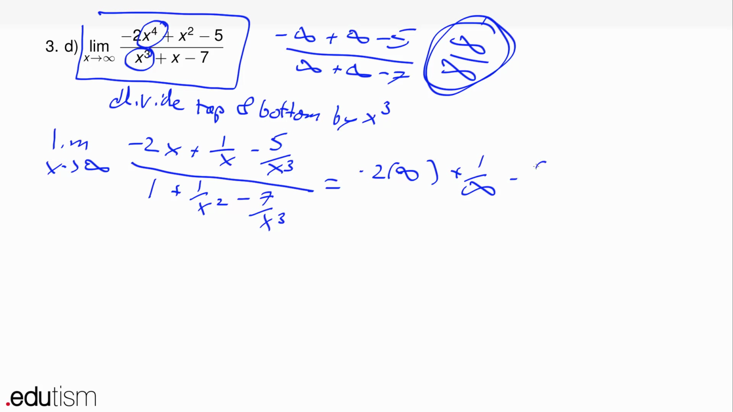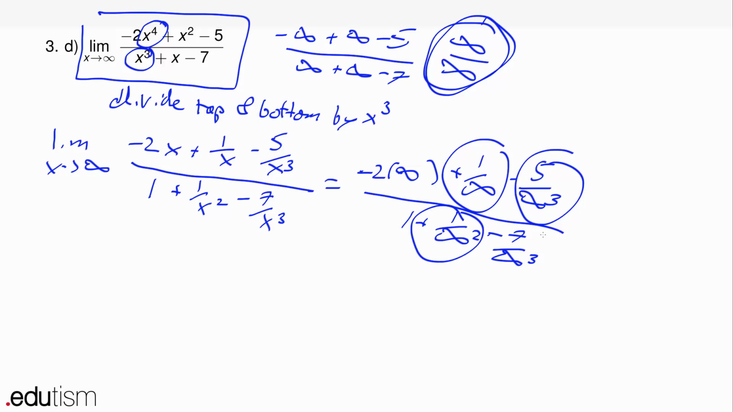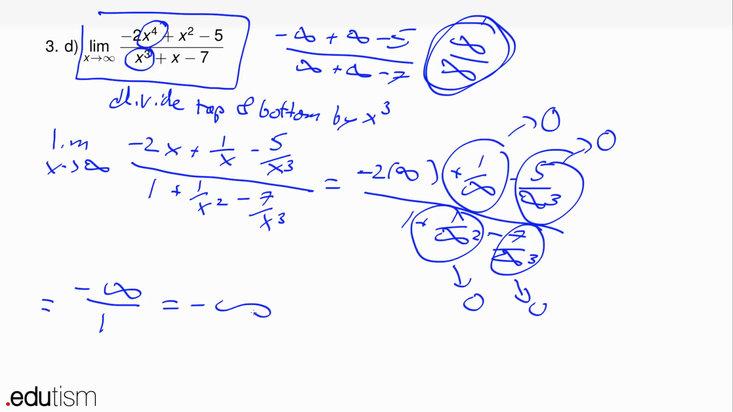Now when I plug in infinity for x, that'll give you negative 2 times infinity plus 1 over infinity minus 5 over infinity cubed, all over 1 plus 1 over infinity minus 7 over infinity cubed. I guess this should be infinity squared as well. This thing, this thing, this thing, and this thing all go to 0. That means what we're left with is just a negative infinity on the top. Negative 2 times infinity is negative infinity. Divided by 1. Dividing something by 1 never changes it. So our final answer for this limit is negative infinity.